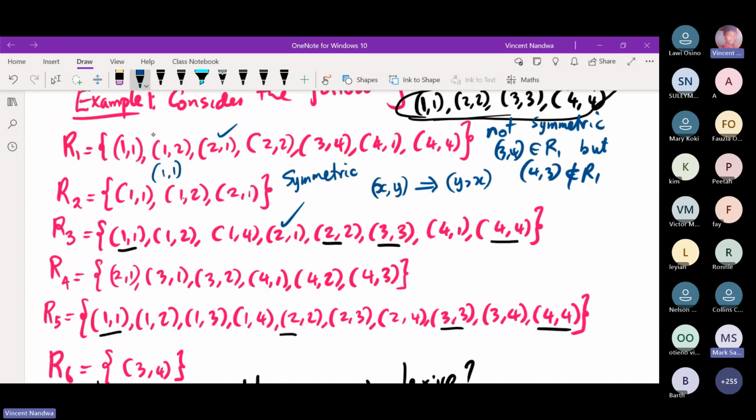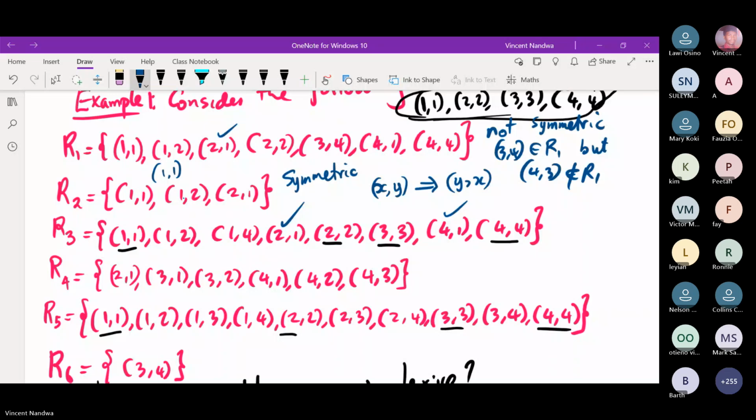This is 1, 4. So what are we expected to also have? 4, 1. 4, 1, and it's there, okay? 2, 2, there's no problem. 3, 3, there's no problem. 4, 4, there's no problem. So is it symmetric? Yes, it is.